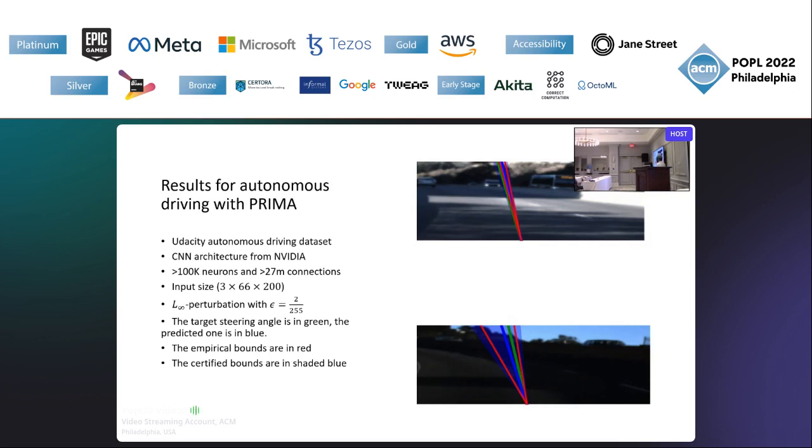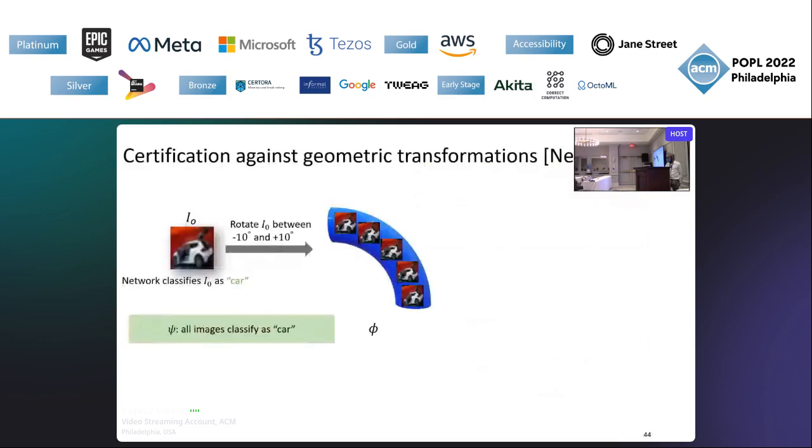So here we use a custom sampling strategy based on PGD, which is a standard method. And the certified bounds are shaded blue. So when the image is a bit bright, the certified bounds are tighter than if it is not. Okay, so we can also look beyond L infinity to geometric transformations.